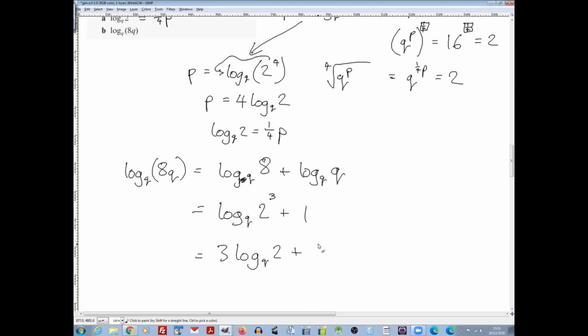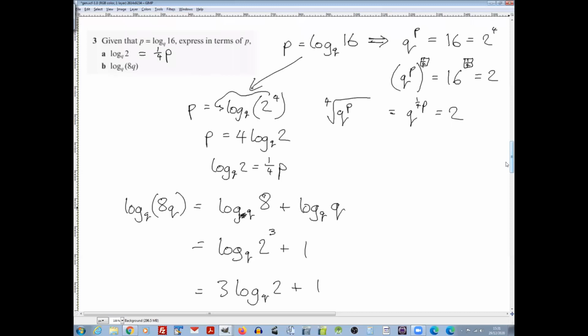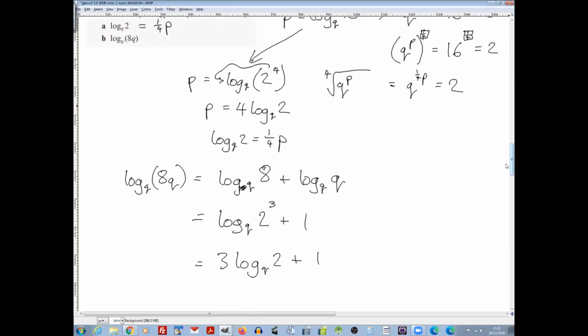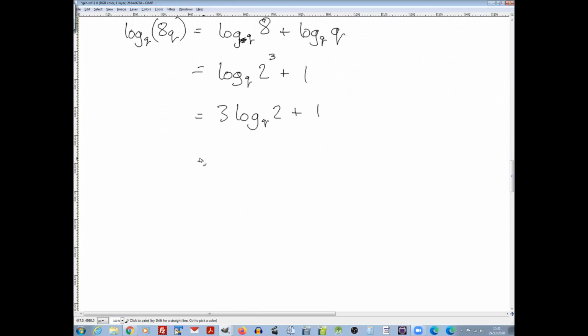plus 1. Good. Now, what's that in terms of p, they want to know? Well, we can use part A, can't we? We can say 3 times a quarter p plus 1. Yes, that's right. I was overcomplicating it there. They do want it in terms of p, not log 2. So replace that with a quarter p, which equals 3/4 p plus 1. Splendid.